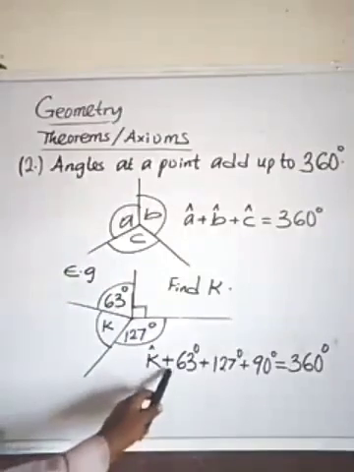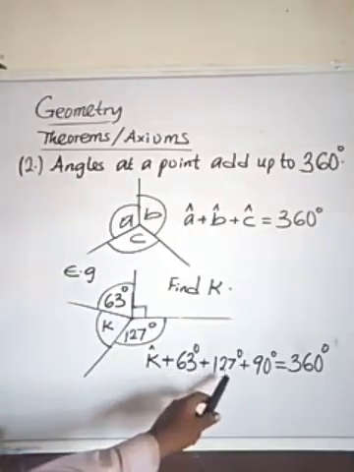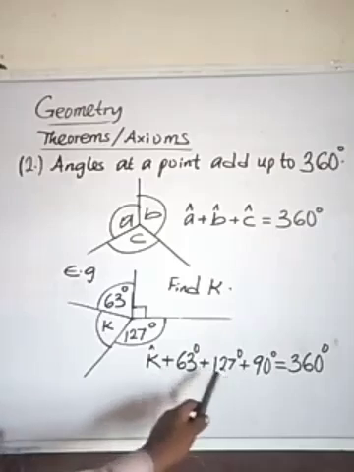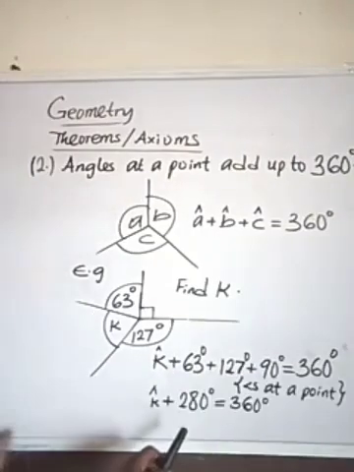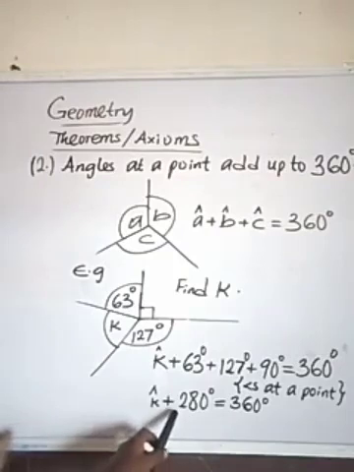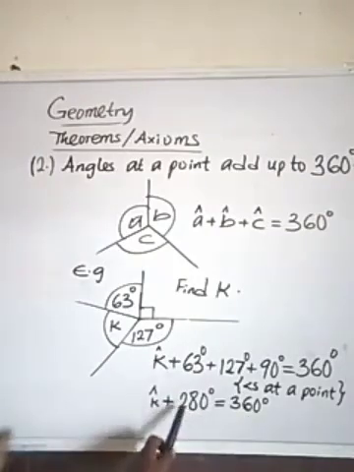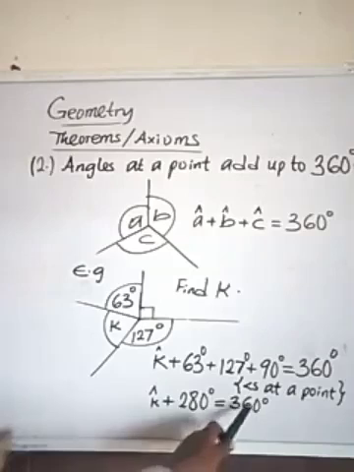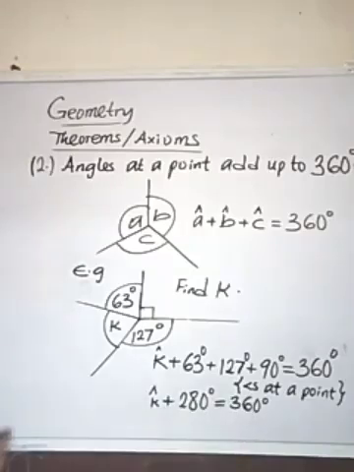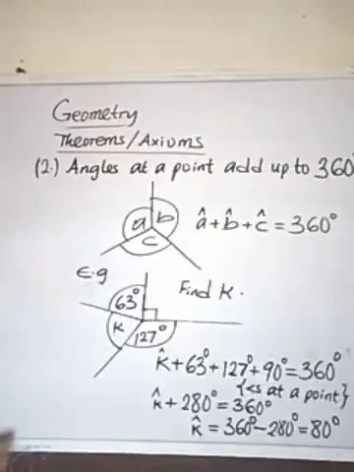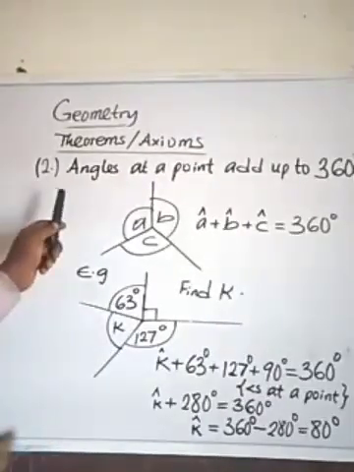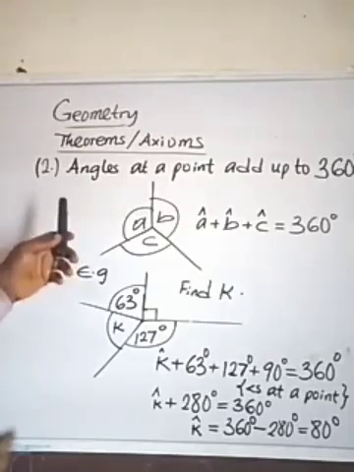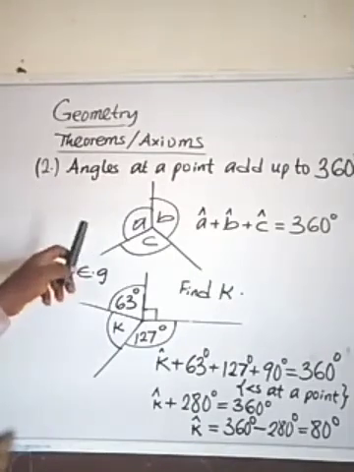Adding up 63 degrees and 127 degrees gives us 190 degrees. And then adding 190 degrees to 90 degrees gives us 280 degrees. Now collect the like terms by transferring plus 280 to the other side of the equation, and that gives you minus 280 degrees. And 360 degrees minus 280 degrees gives us 80 degrees. In my next video, I will explain theorem 3, which is about vertically opposite angles. The theorem states that vertically opposite angles are equal.